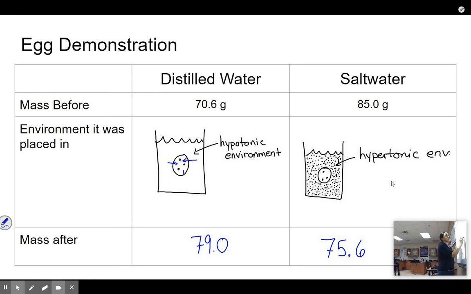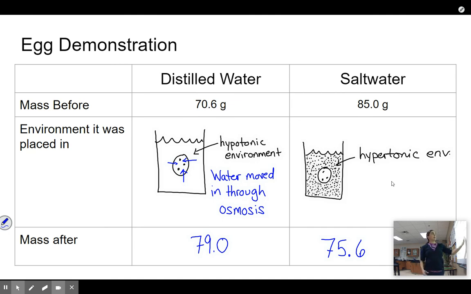So something was moving into that cell, or into that egg, I should say, which is a model of the cell. And if you think about it, there's only one thing that could possibly be moving in that direction, because the only thing in that beaker is plain old H2O, just distilled water. So this has to be an example of osmosis. Remember, osmosis is the diffusion of water.